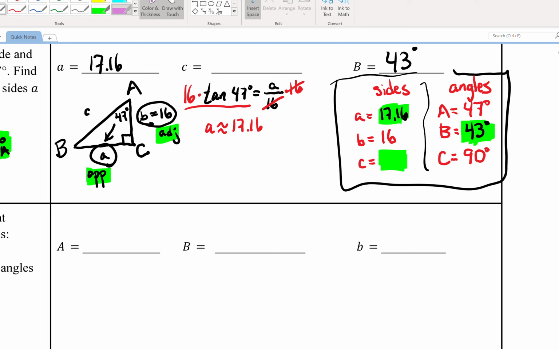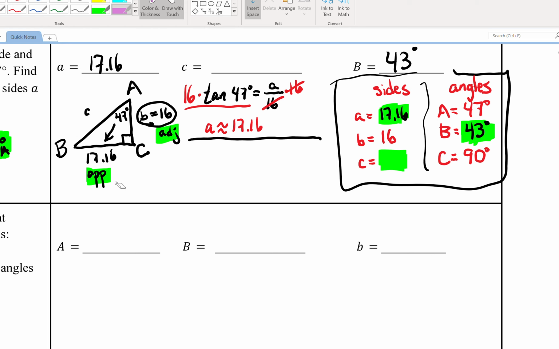I can use another trig ratio, or I can use the Pythagorean theorem because I now have two sides. You couldn't use the Pythagorean theorem if you only have one. You've got to use a trig ratio. But when you have two sides, I now know that A is approximately 17.16. So I can use the Pythagorean theorem to find what C is, or I can use the trig ratio again. Let's see. I think I'll use a trig ratio again.